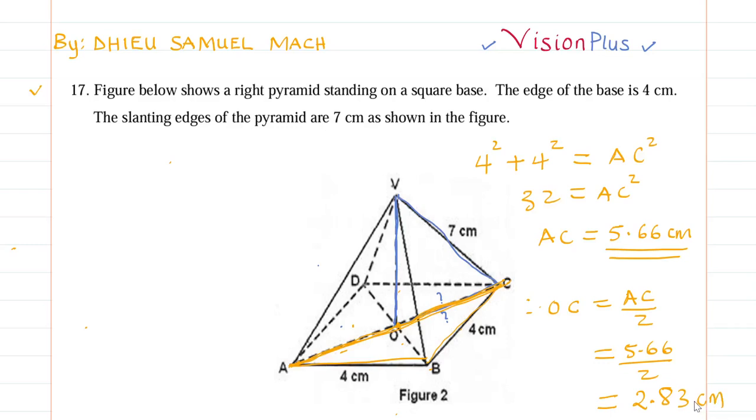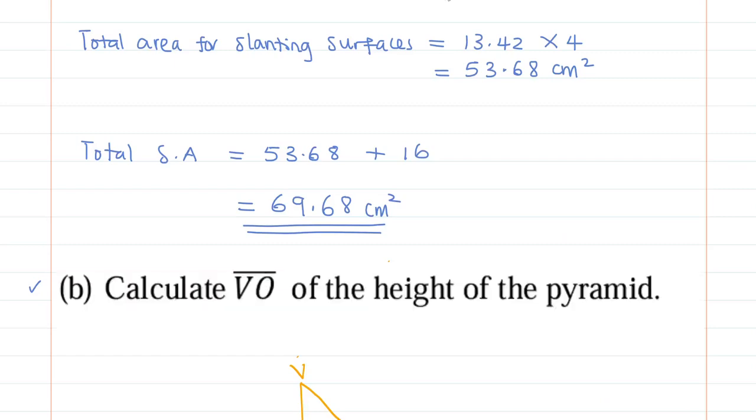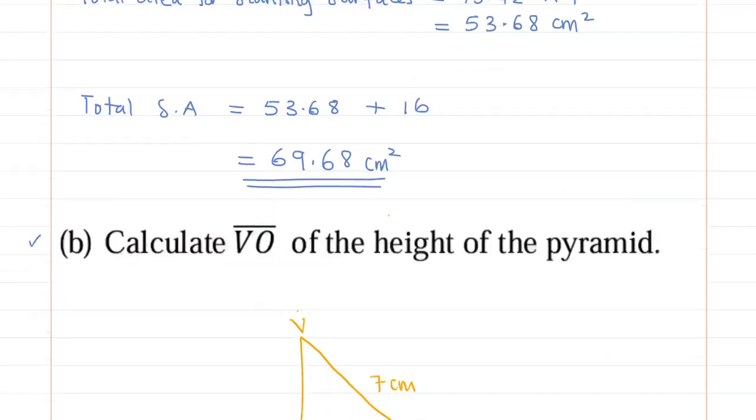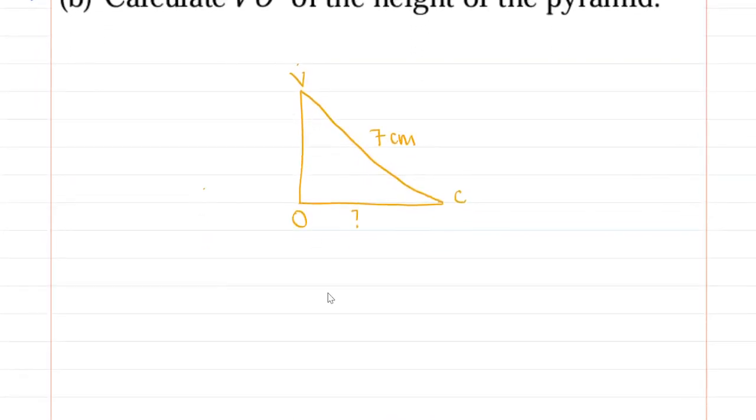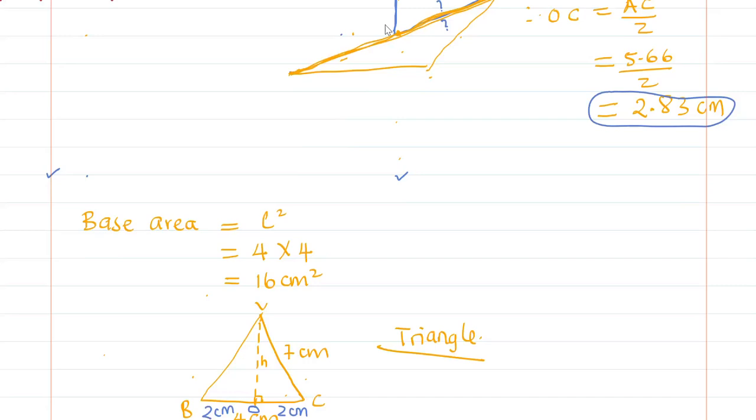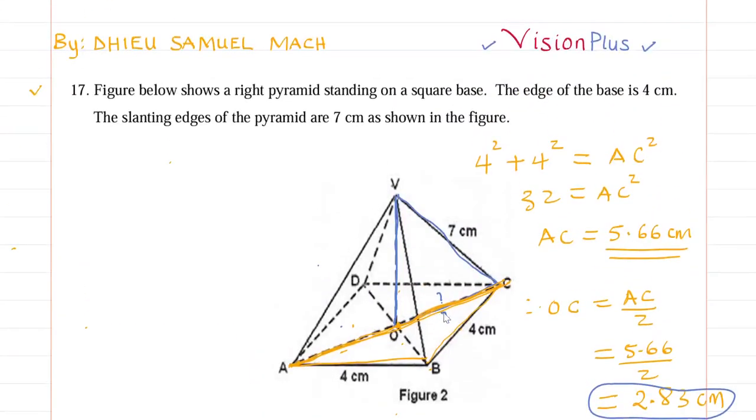This is our length OC, right? This is our length OC. Then now we come back. We have found our OC to be 2.83, so this length now is 2.83 centimeters. I'm coming here now for the last time. So we have this distance that we had not known as 2.83 centimeters.